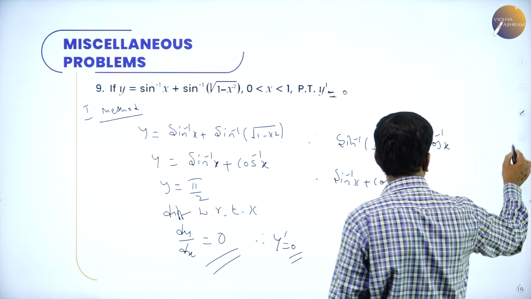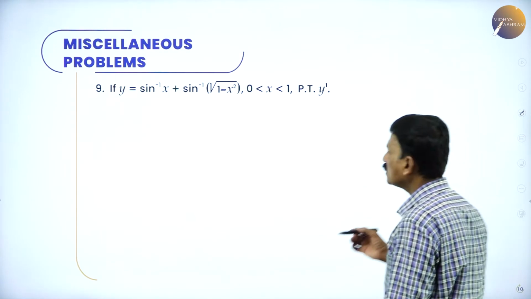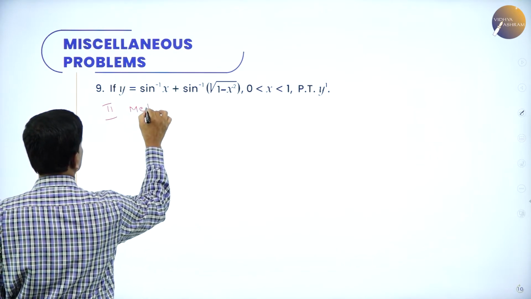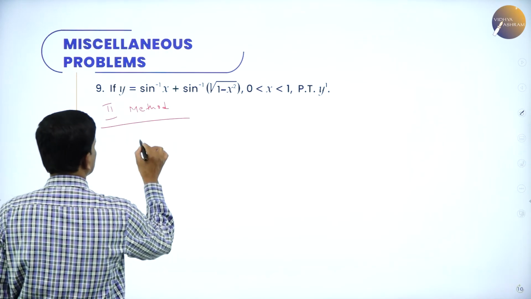Second method is the straight away straight method. I'll rub this and go to the second method. Now come to the second method. Now direct differentiating.